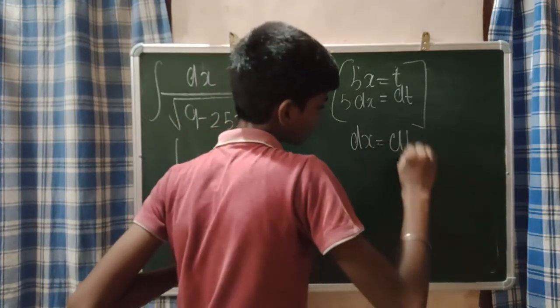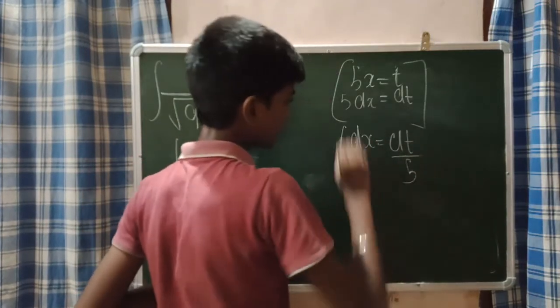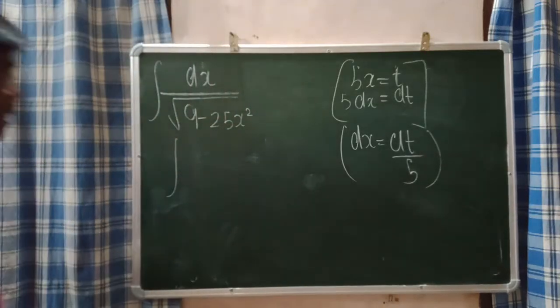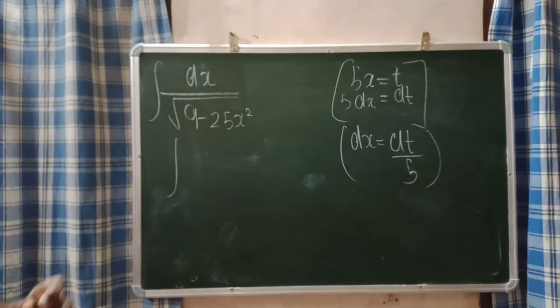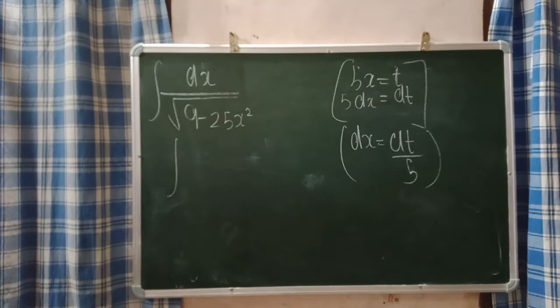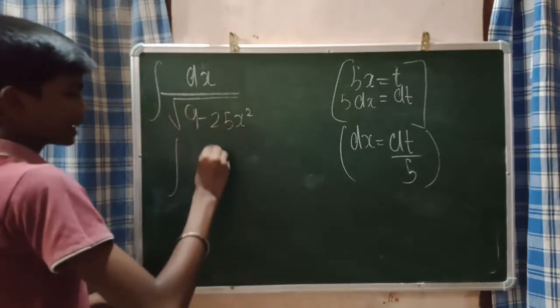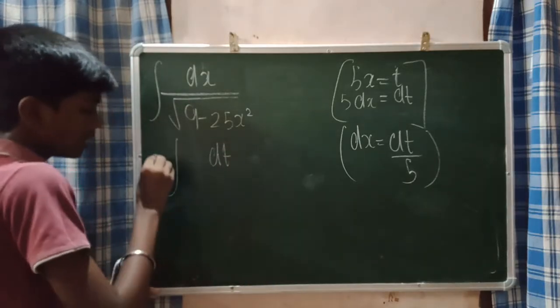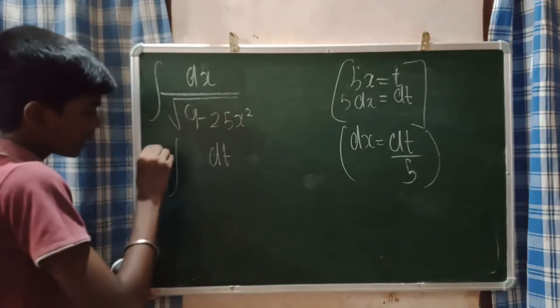If 5 dx is equal to dt, then dx will be dt by 5. Simple way of solving the equation. If 5 dx is dt, dx will be dt by 5. So I can write this dx as dt by 5, and I can take this 5 outside the integral. I will get it as 1 by 5.